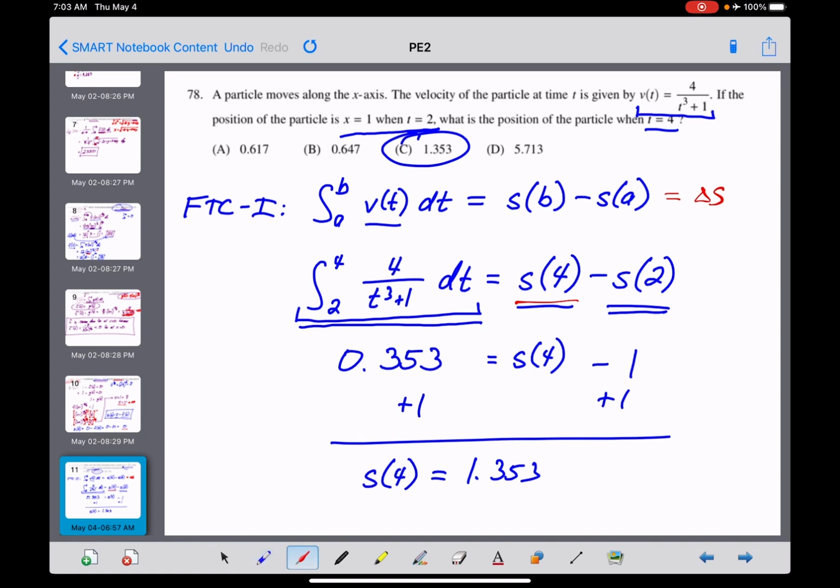I'm a little surprised that this value right here wasn't one of the 4 choices right here. I thought a common mistake would have been that people just did the integral and then forgot to deal with the initial condition at all. But anywho, that's what we have right there, 1.353, so it looks like the answer for number 78 is C.